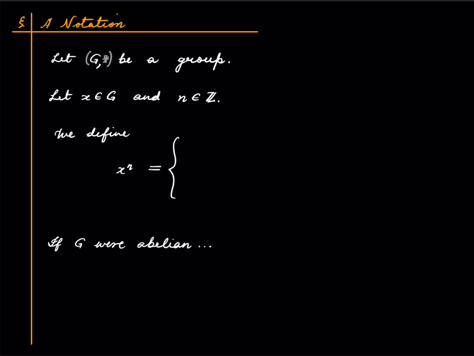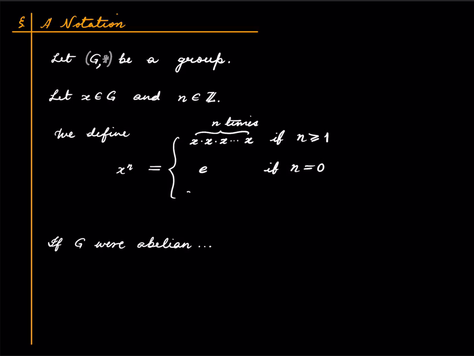Okay, so let G be a group and let X be some element of G and N be some integer. Then we define this notation to mean X, well, I'm writing a star but I shouldn't, so let me not. I'll just simply write a dot. Instead of star, I'll write a dot. So X dot X dot and so on, N times, if N is positive, and we define it to be the identity if N is 0.